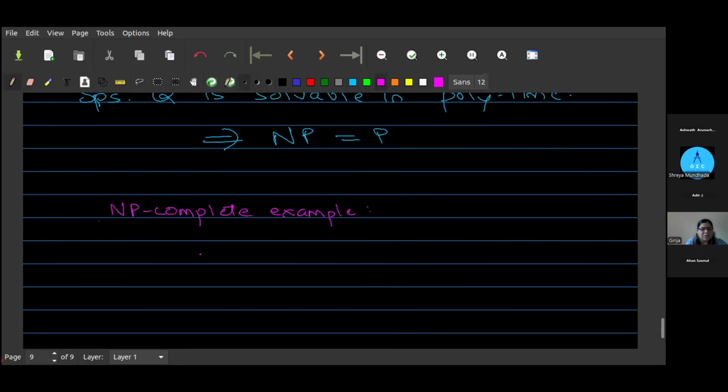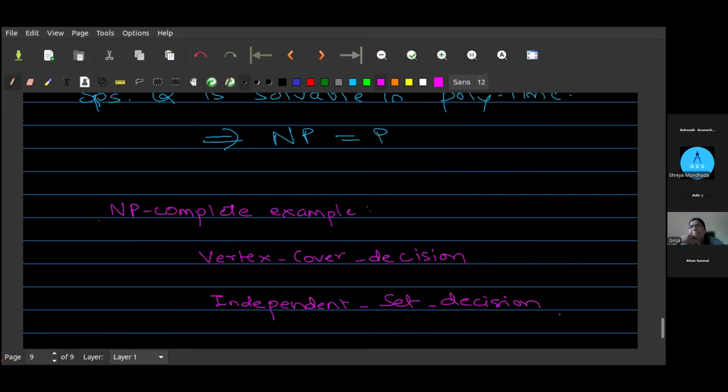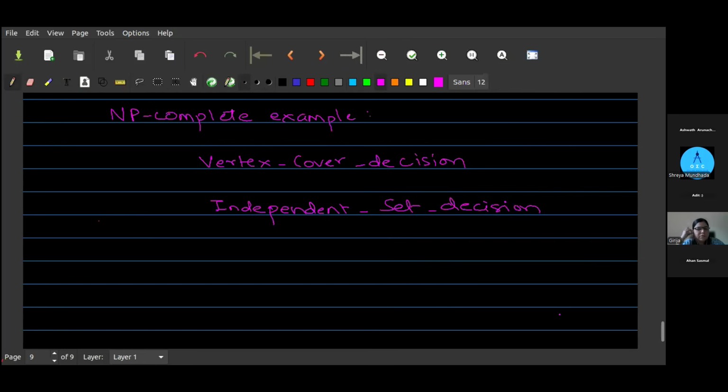There is this decision question on the vertex cover problem. Vertex cover is a graph problem. Has anybody heard of this problem? Independent set is another problem in graphs. Vertex cover is the one where we choose a subset of vertices such that every edge is covered. Covered meaning every edge will have one of its two endpoints, or both, in that chosen subset.